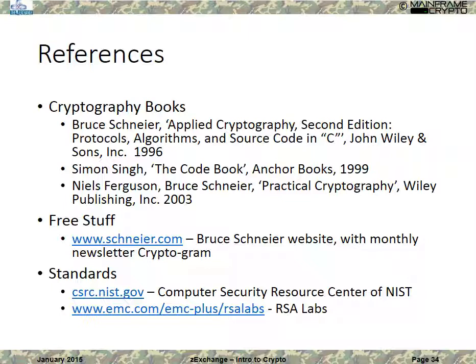If you're looking for something to read about cryptography in general, I recommend that second one, The Code Book by Simon Singh. Very good reading, it provides a lot of background information about cryptography. In the free stuff there, Bruce Schneier is the industry pundit that I referenced a couple of times. He publishes a monthly newsletter called Cryptogram. He just left British Telecom, where he was working, but I presume these monthly newsletters are going to continue.